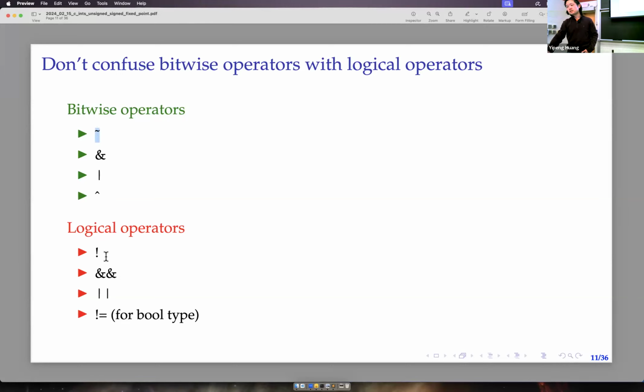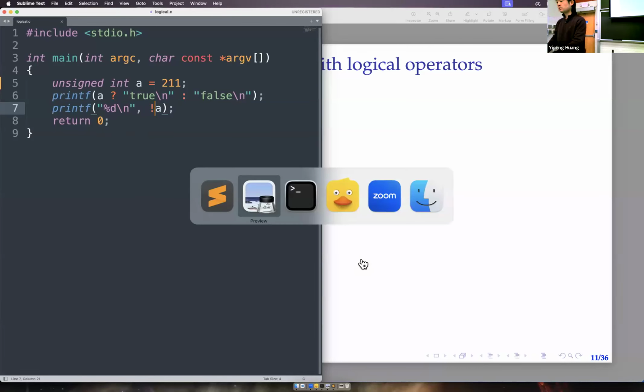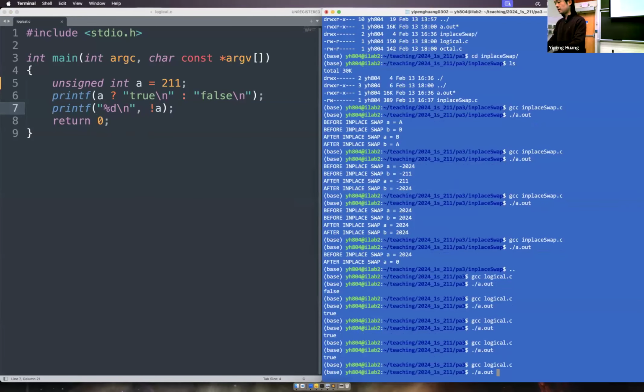But that's in contrast to this here, right? The logical operator. When we have a logical operator, it treats the number and evaluates what its truth value is. And what's the truth value of 211 again? True, we printed just now, right? 211 is true, and so not 211, what is that? False. And then we're going to print false as an integer. So what's a reasonable thing that I should print? 0, right? So indeed, GCC logical, run it, prints 0.